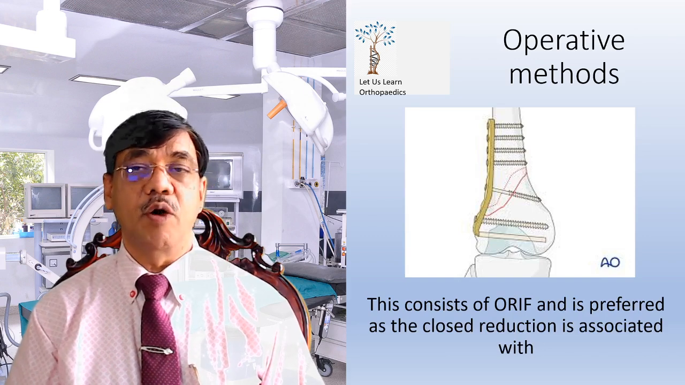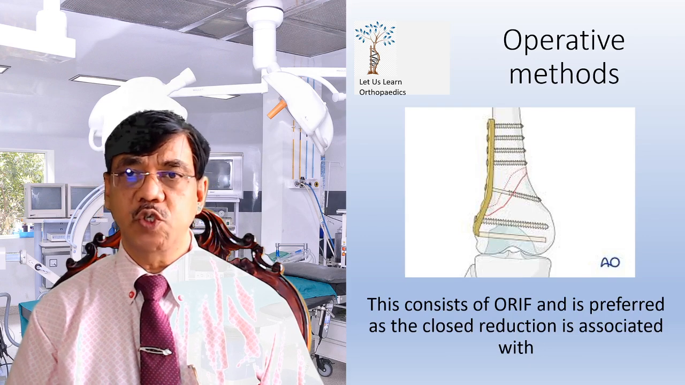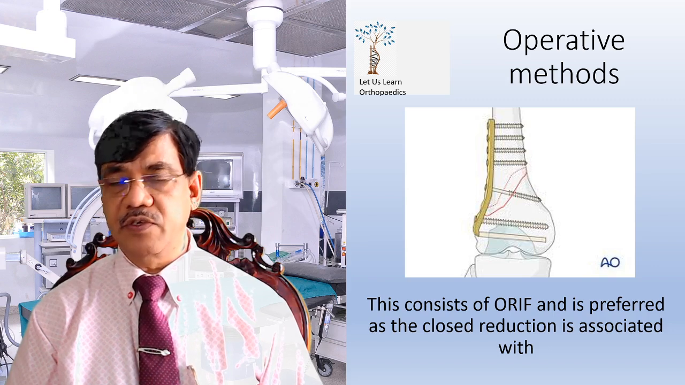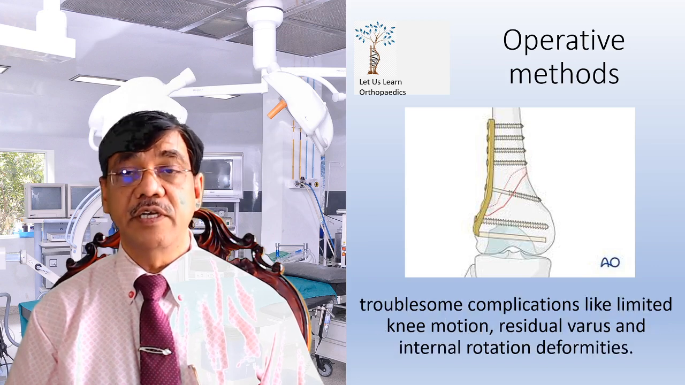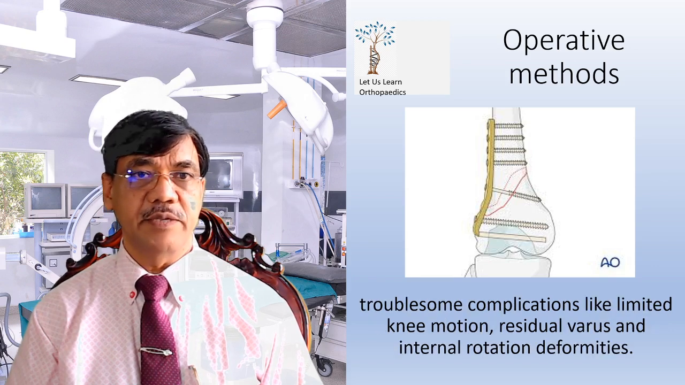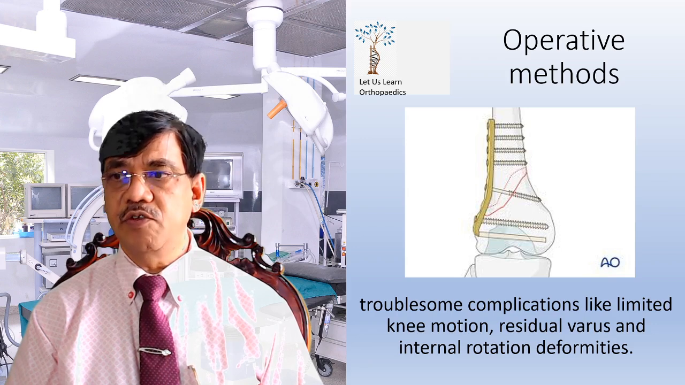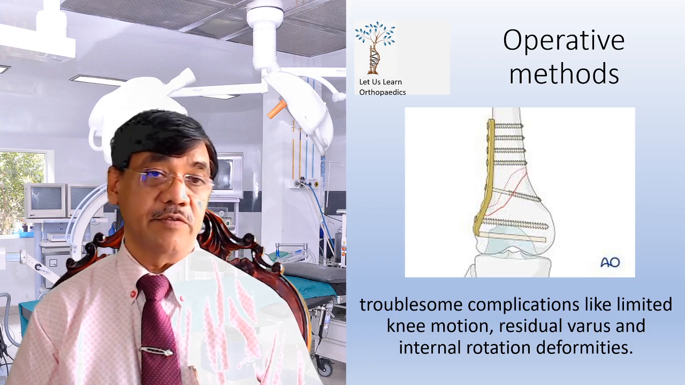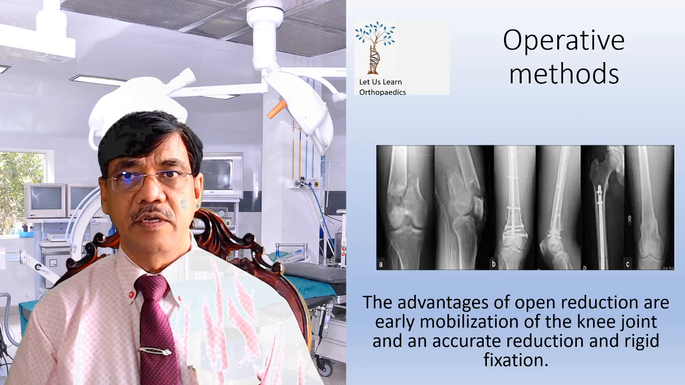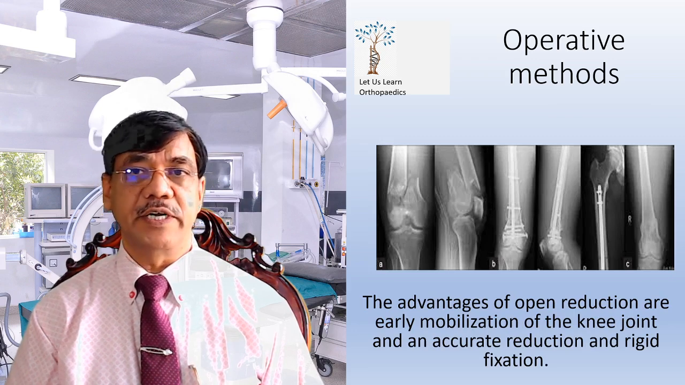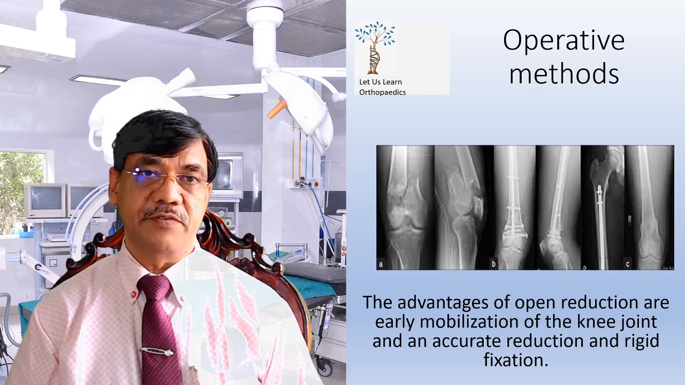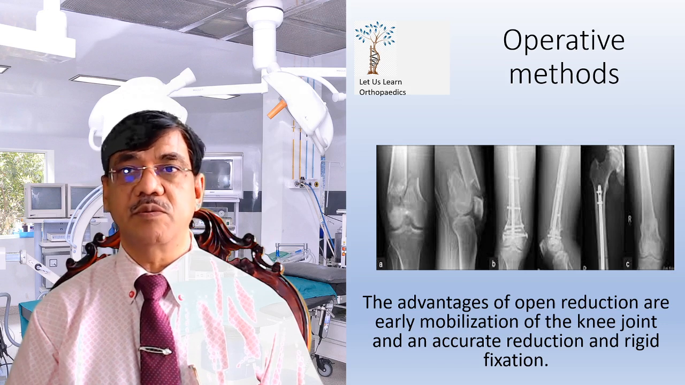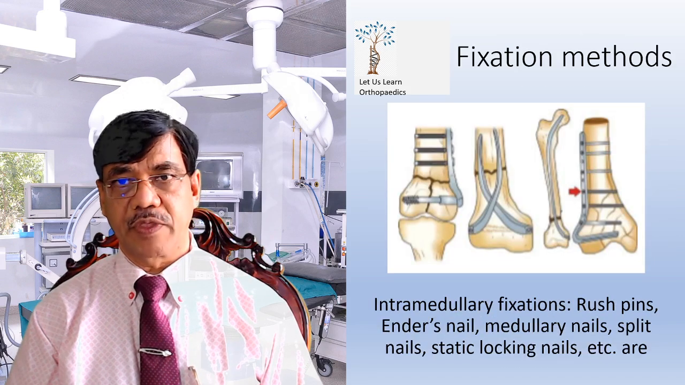Then remain the operative methods. This consists of open reduction and internal fixation, and it is preferred as the closed reduction is associated with troublesome complications like limited knee motion, residual varus, and internal rotation deformities. The advantages of open reduction are early mobilization of the knee joint, an accurate reduction, and rigid fixation, as you can see in those particular x-rays here.